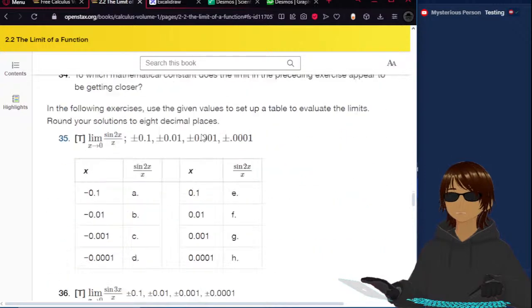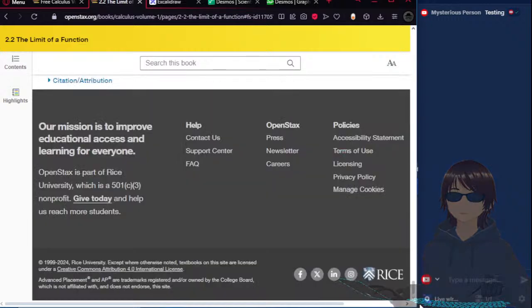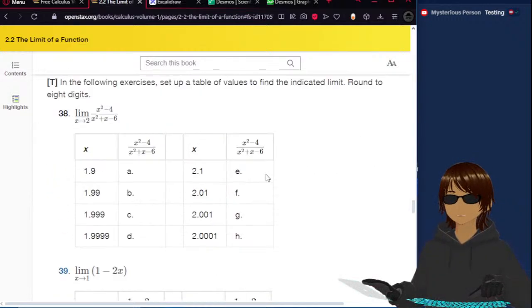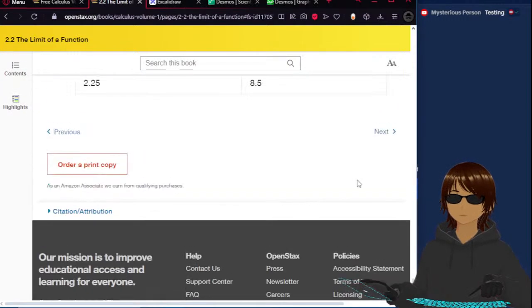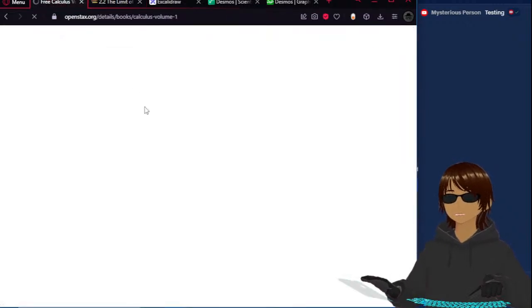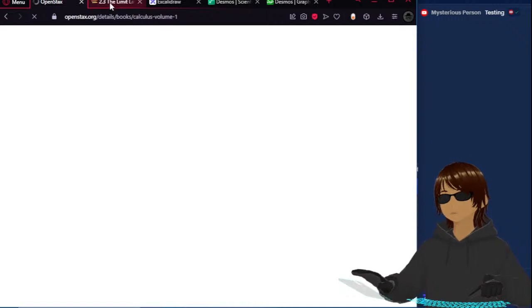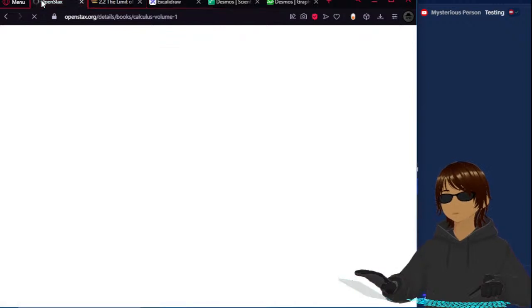Exercises. I think I will do the exercises at the end of the stream. Or I can do it just now. Maybe end of the stream. Next. How much content is there? Should I do the exercises now or after I've studied the whole chapter? I don't know why this is not loading.